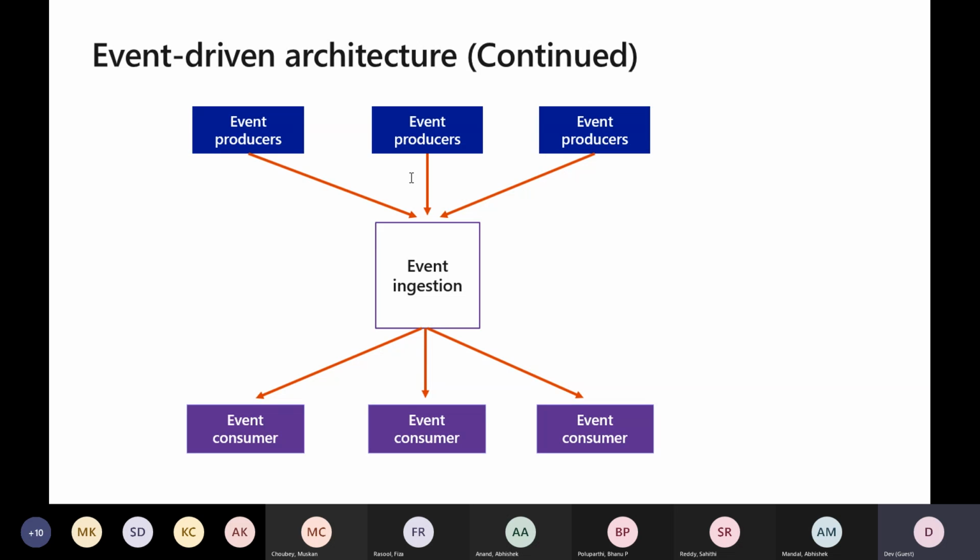Topics are the endpoint where the publisher sends events. And then we have event subscription, which is the endpoint or built-in mechanism where we route events. And then we have event handlers, which is the app or service reacting to the event.